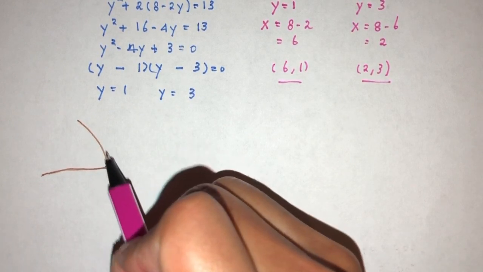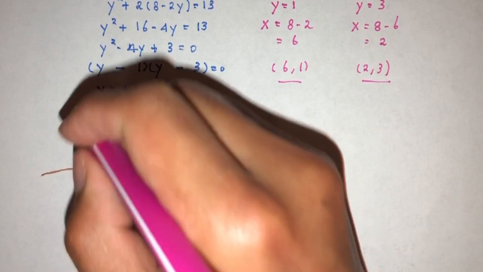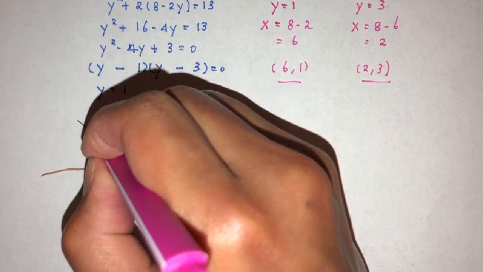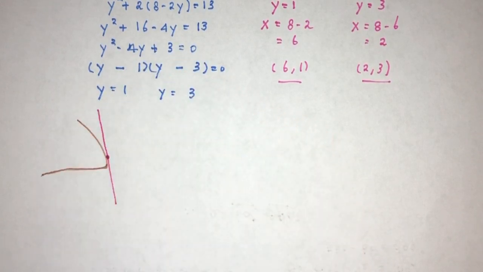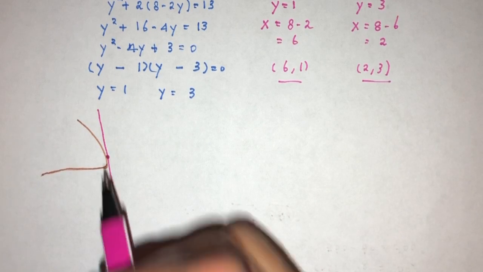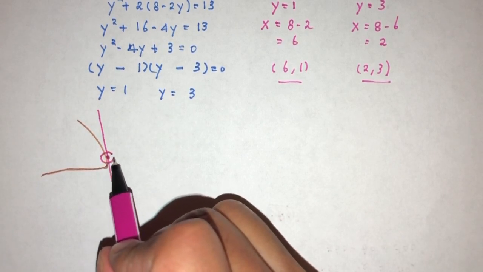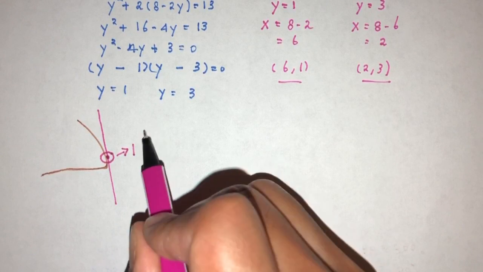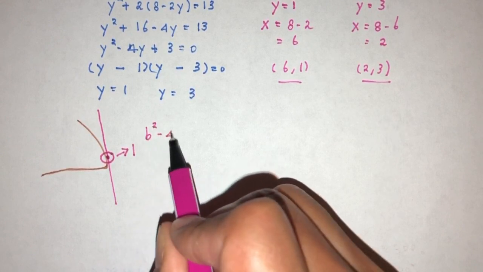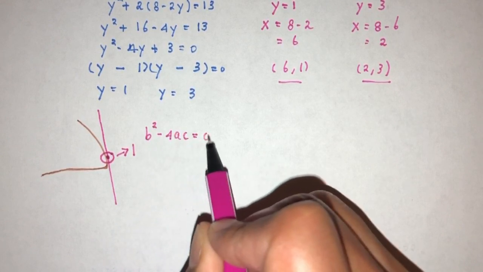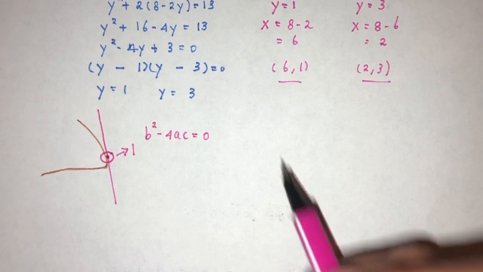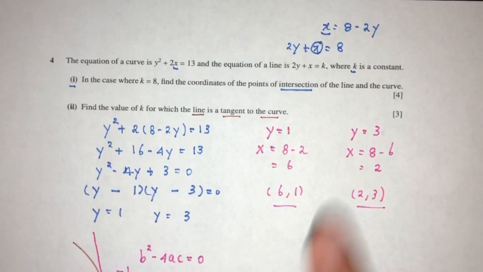Now, if the line is a tangent to the curve, it means that the line touches the curve at exactly one point. It means that they only have one point of intersection, which means one solution. Hence, we understand b squared minus 4ac has to be 0. So if you were to solve them, you will have what? This is my equation number 1.